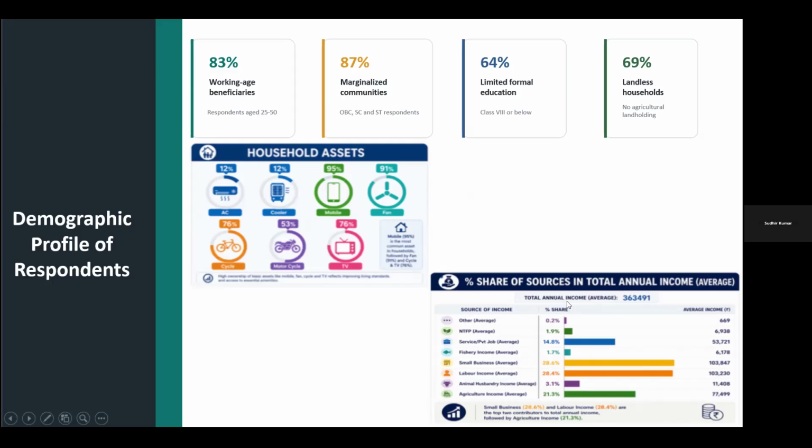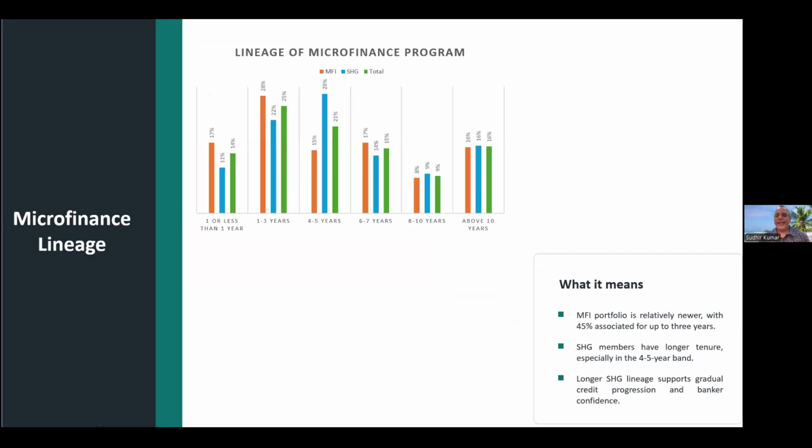So please carry on, Krishna ji. This is the lineage we wanted to look at, the lineage of the microfinance clients. This includes both MFI and SHG, which is done separately. There's a clear distinction that MFIs have relatively newer clients, and SHG members are relatively older clients. The lineage of SBLP is longer than microfinance, which is visible here also.